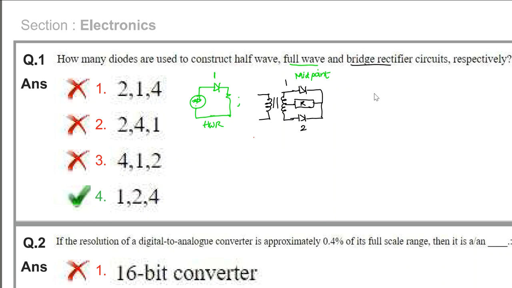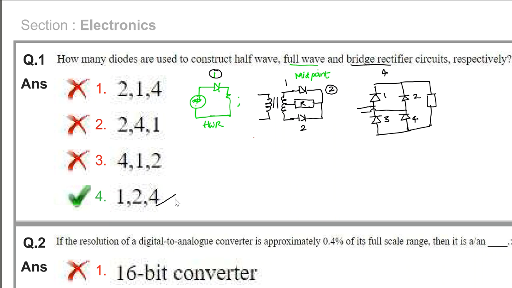And now the bridge configuration. So this is the bridge. Here we have the load, and the supply is connected in between these 2 points like this. So this is the third configuration, in which the diodes used are 1, 2, 3 and 4. So in total, it is 4 here, 2 here, and 1 here. So the answer is 1, 2, 4, which is the right answer for this question.